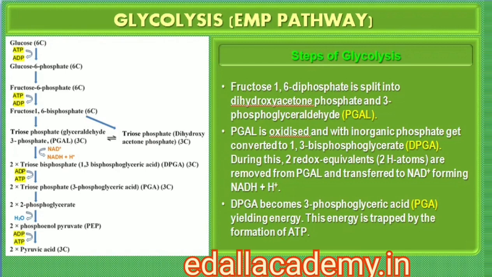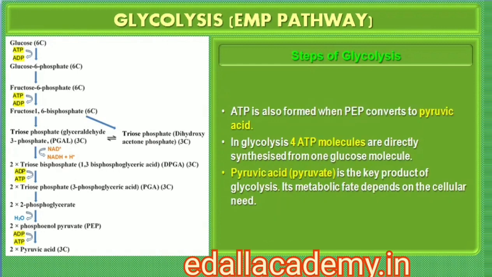The conversion of BPGA to 3-phosphoglyceric acid, PGA, is also an energy-yielding process. This energy is trapped by the formation of ATP. Another ATP is synthesized during the conversion of PEP to pyruvic acid. Can you then calculate how many ATP molecules are directly synthesized in this pathway from one glucose molecule? Pyruvic acid is then the key product of glycolysis.